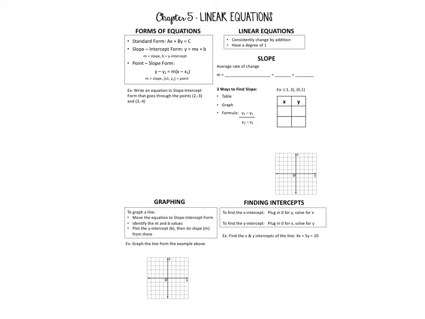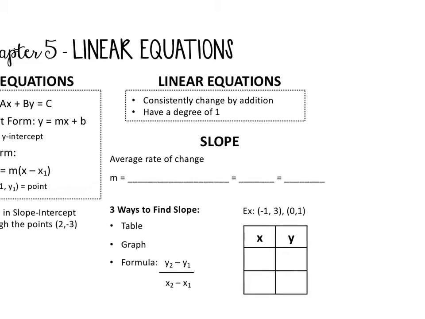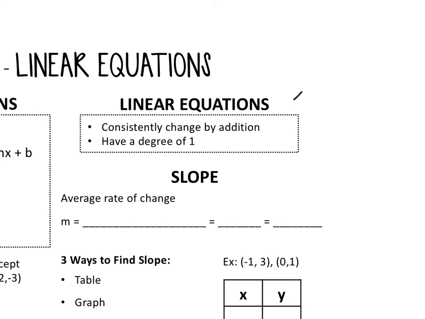Chapter 5 is on linear equations. Linear equations mean we're looking at a straight line. Straight lines have a consistent change by addition, so it's going to go up and over every single time, the same amount every single time, and that consistency is what makes it linear.